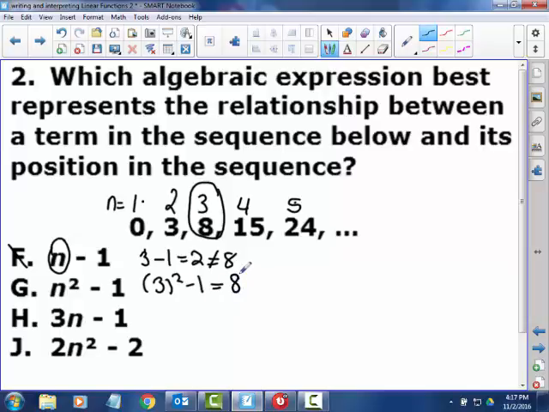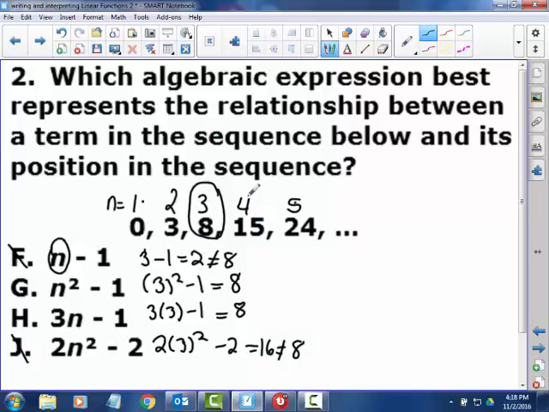which is 8. Okay, it matches, but I have to check the other answer choices to make sure none of them match. Okay, so here we're going to have 3 times 3 minus 1, which also gives me 8. Okay, and then 2 times 3 squared minus 2. Well, let's see, 3 squared is 9. 9 times 2 is 18. 18 minus 2 is 16. That one's not equal to 8. So we've eliminated the n choices.